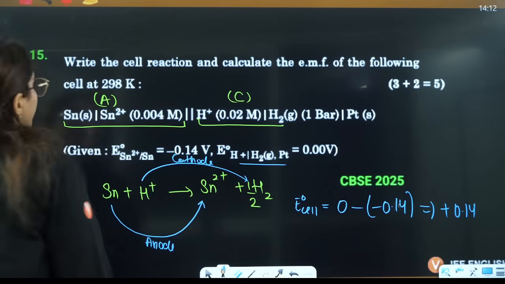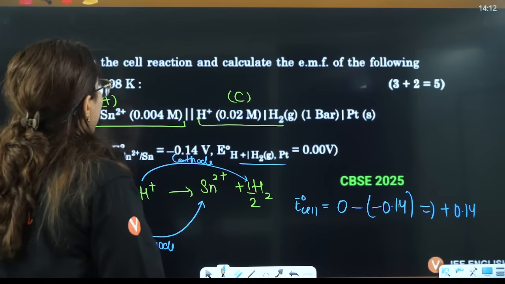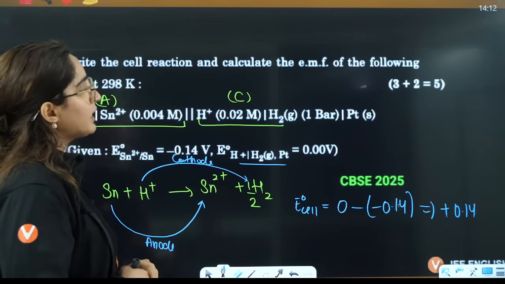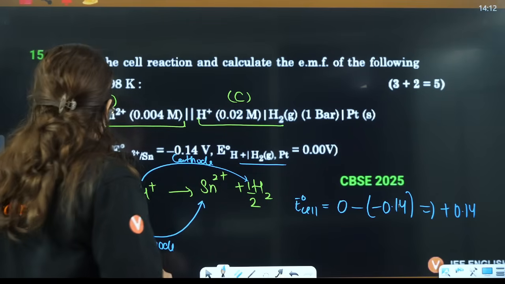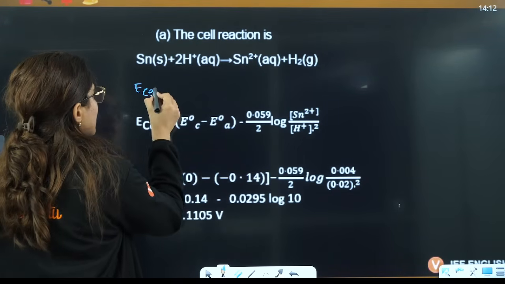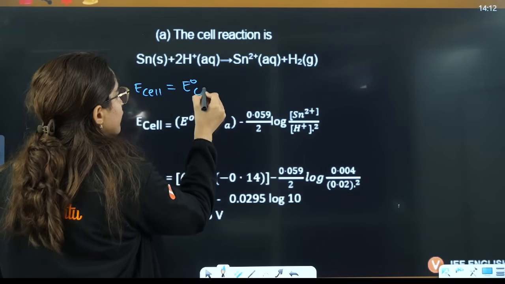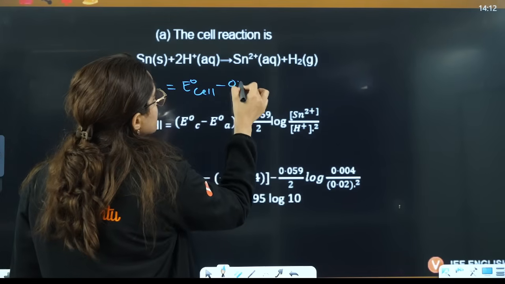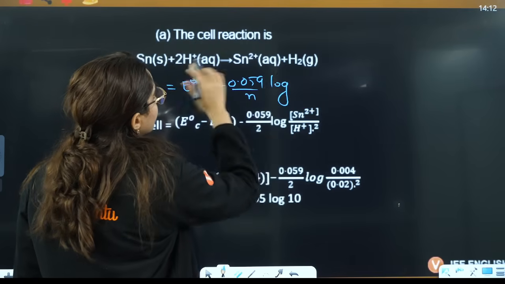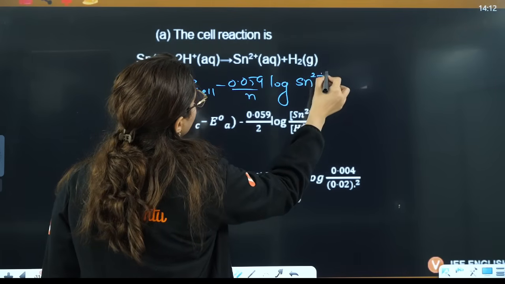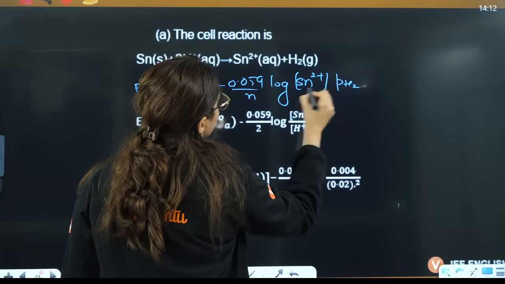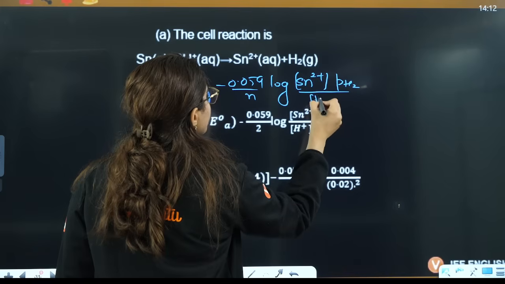Now they are asking you to calculate the value of cell reaction, the cell reaction that we have written, and calculate the EMF. E naught we have calculated. Now apply the Nernst equation. Nernst equation is E cell equals E naught cell that we have calculated, minus 0.59 divided by n factor, log of product by reactant. Product is Sn2 positive. On product side, you also have pressure of H2 divided by H positive.